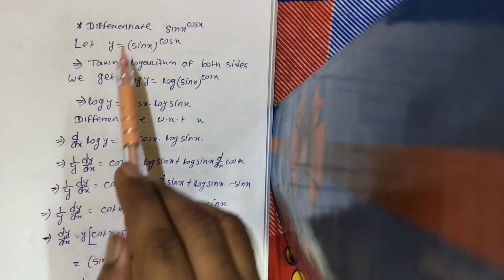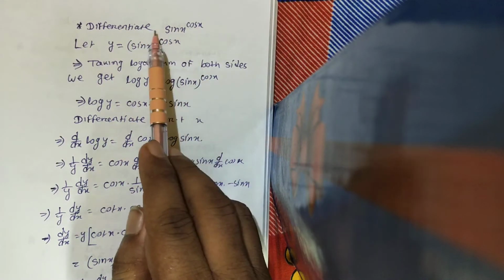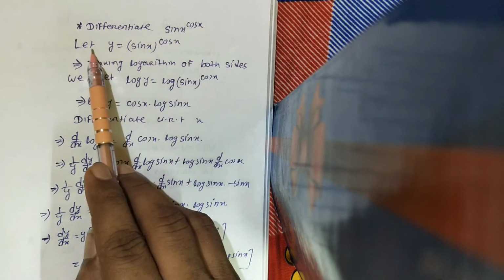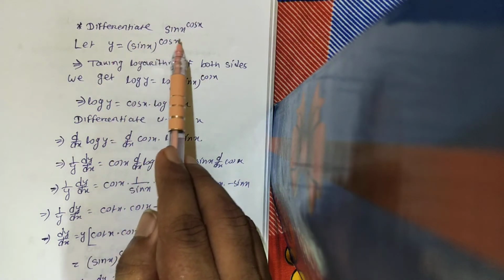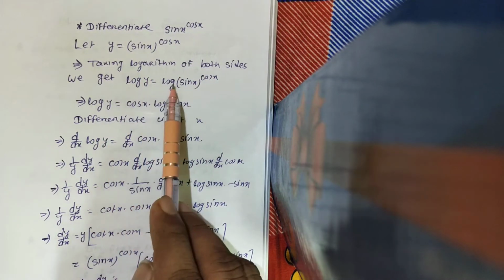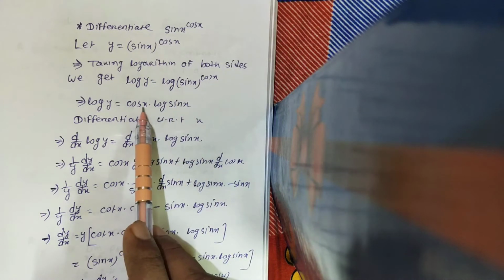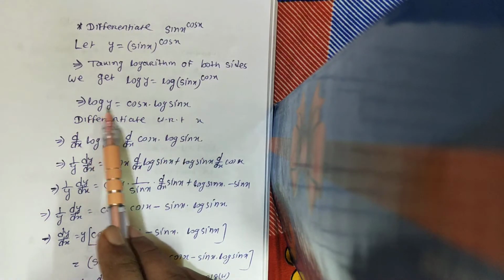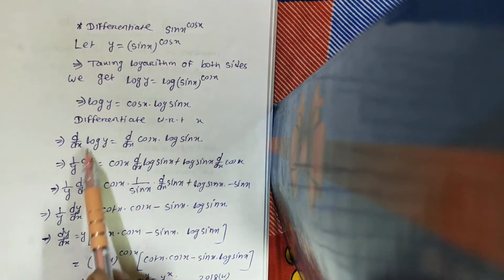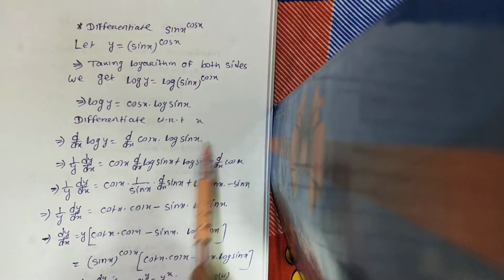Now second question I am giving here, differentiate sin x to the power cos x. Similarly the question is given in the form of variable to the power variable. So now let y is equal to sin x whole to the power cos x. Taking logarithm of both sides we get log y is equal to log sin x to the power cos x, that is cos x into log sin x. Differentiate with respect to x, d by dx of log y is equal to d by dx of cos x into log sin x.